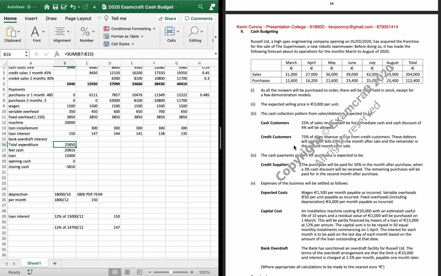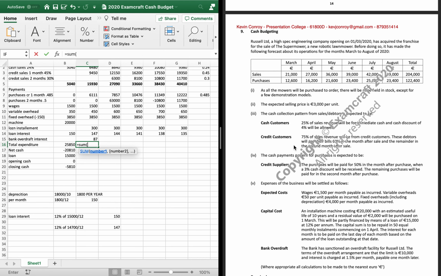So it's 1.5% per month. So we're going to have to find out 1.5% of 5,810. 0.015 by 5,810. So we've got an interest of 87.15. Now I'm just going to round that to 87 because there's no way I'm working in decimal places.